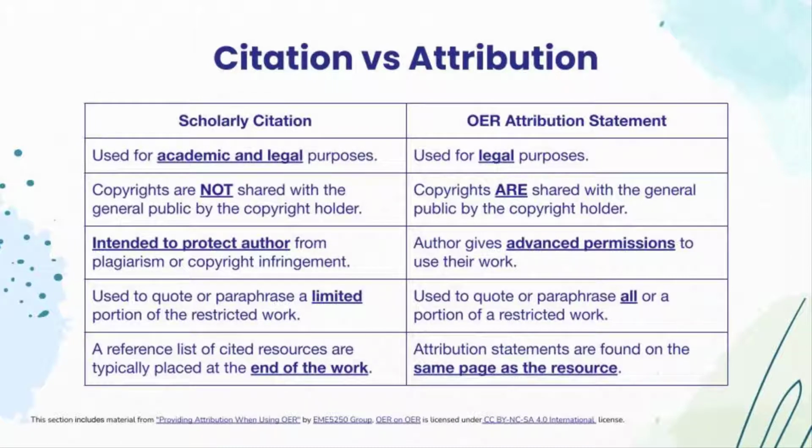A scholarly citation is used for academic and legal purposes. Copyrights are not shared with the general public by the copyright holder. It's intended to protect the author from plagiarism or copyright infringement. It's used to quote or paraphrase a limited portion of the restricted work, and a reference list of cited resources are typically placed at the end of the work. An OER attribution statement is used for legal purposes. Copyrights are shared with the general public by the copyright holder. The author gives advance permissions to use their work, and it's used to quote or paraphrase all or a portion of a restricted work. Attributions are found on the same page as the resource.